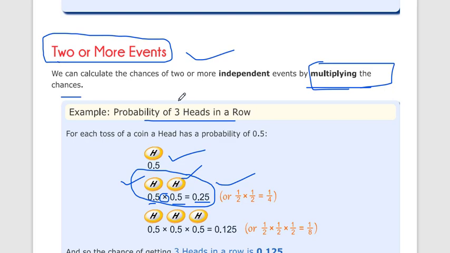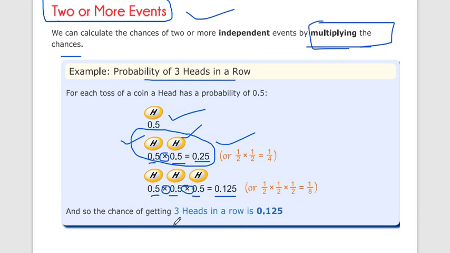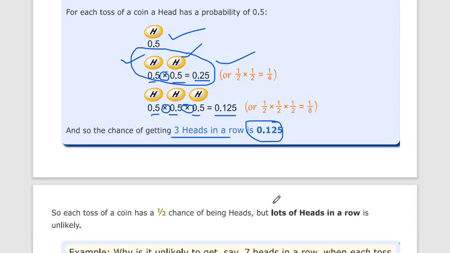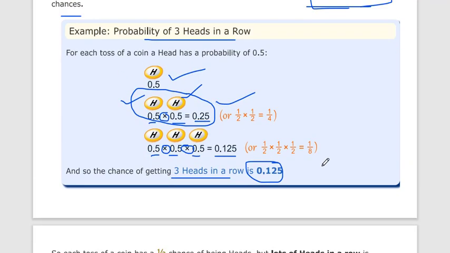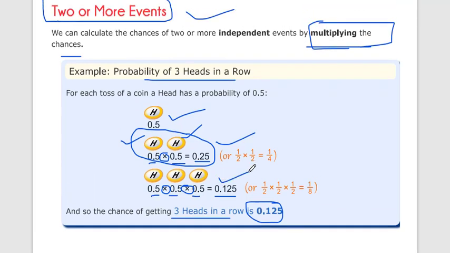Now in the question they have asked 3 heads in a row. So 0.5 times 0.5 times 0.5, which is 0.125. So the chance of getting 3 heads in a row is 0.125, or 12.5 percent. You can always express it as a percentage. So these are three independent events. If you want to find the probability of 3 independent events, you have to multiply the particular probabilities.